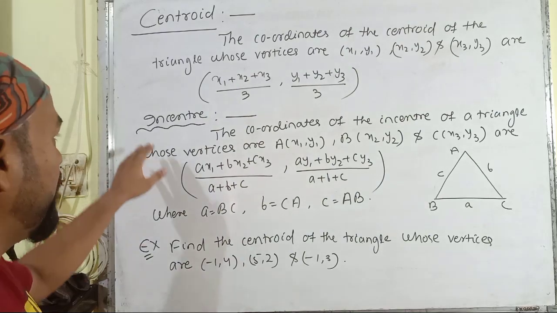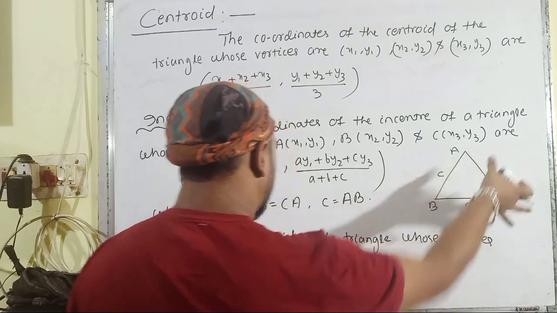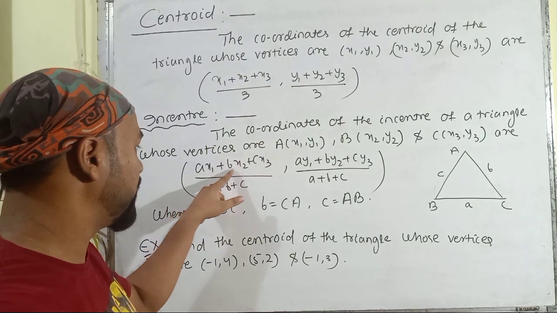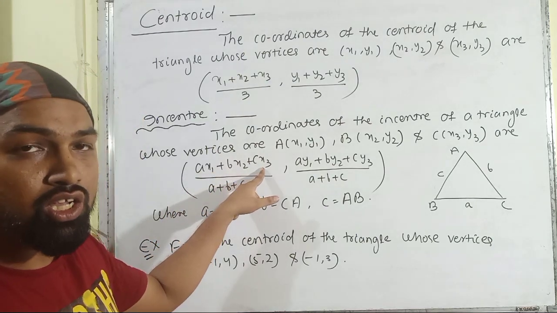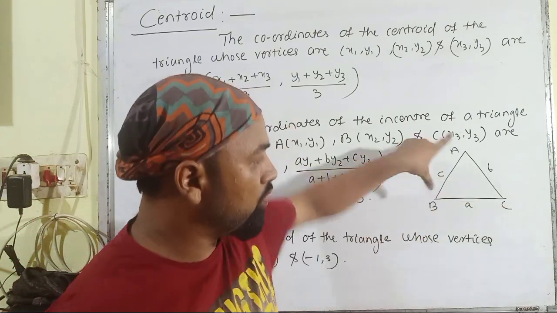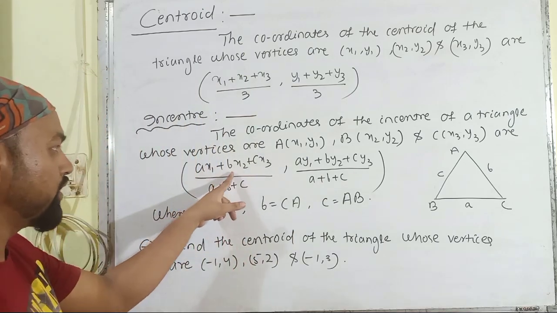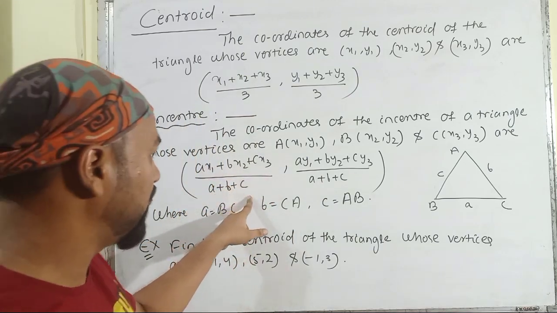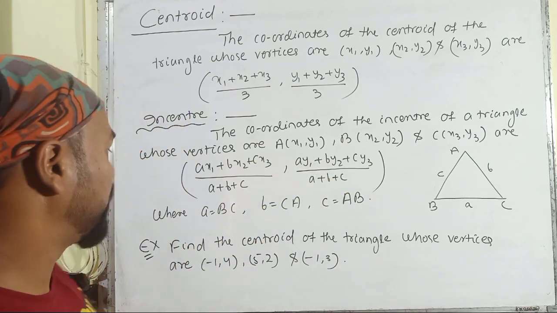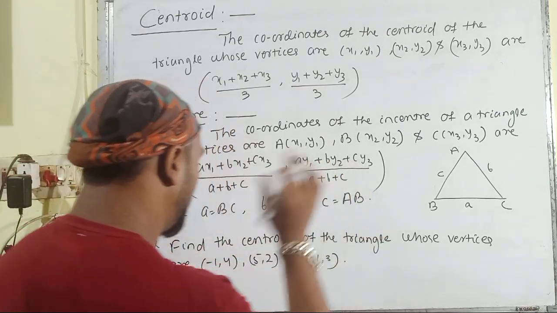Similarly, to evaluate the incenter, first of all you have to evaluate the lengths of the sides AB, BC and CA, and then the coordinates of the incenter are (a x1 + b x2 + c x3). These a, b, c are the small a, b, c. That means a is the length of BC, c is the length of AB, and b is the length of AC. So it is (a x1 + b x2 + c x3) divided by (a + b + c), comma, (a y1 + b y2 + c y3) divided by (a + b + c), where a is the length of BC, small b is the length of CA, small c is the length of AB.